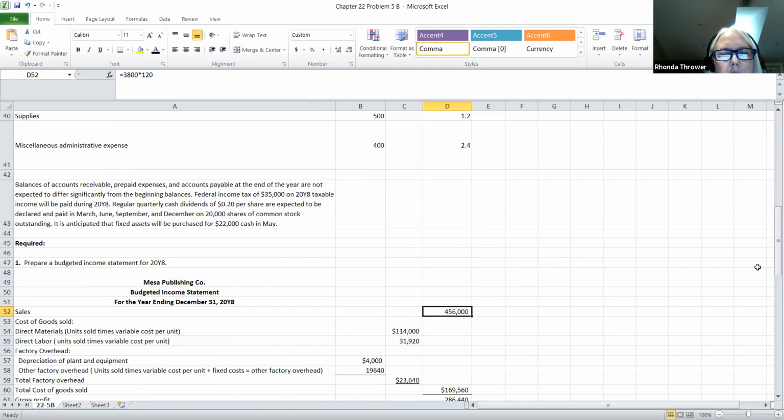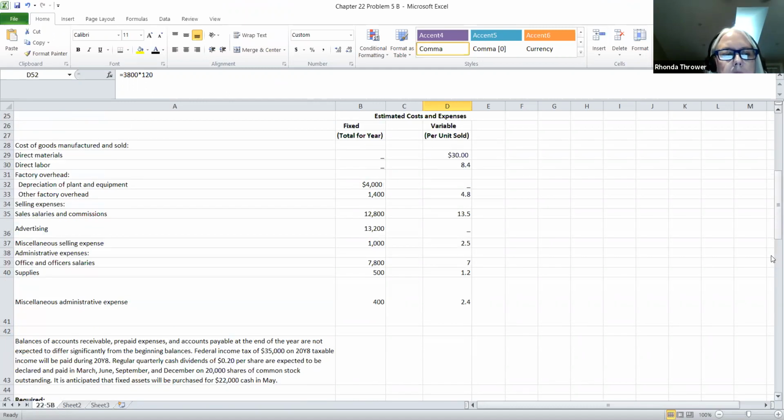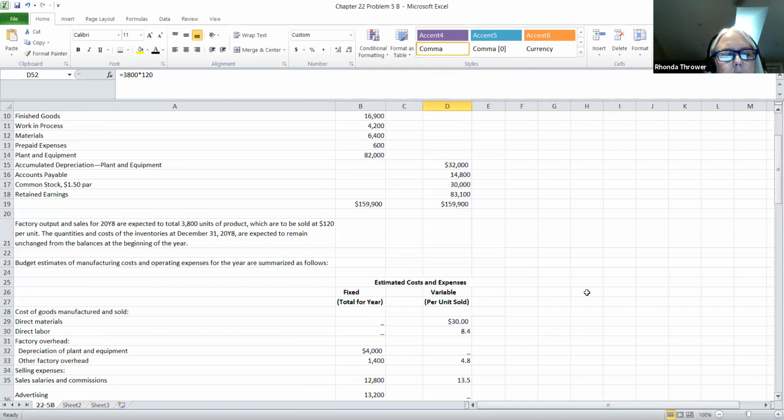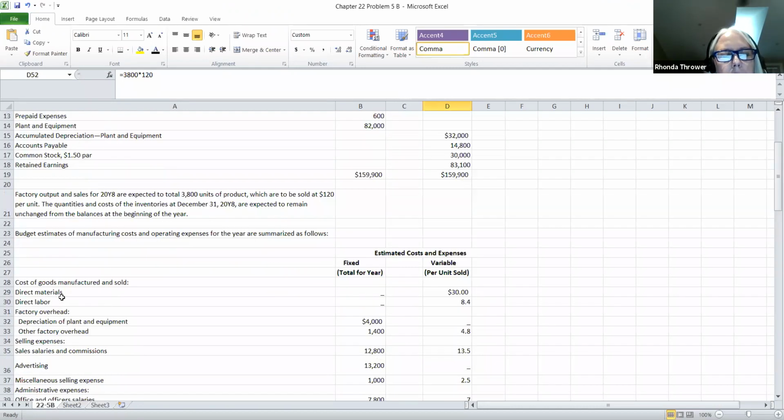Now, our cost of goods sold, if you look at your instructions here, is going to be made up of direct materials, direct labor, and factory overhead. And what we have to do is find the total amount of the cost of those as expected: direct materials that we're going to be using, direct labor, and the factory overhead. So we have this information about the materials, the labor, and the overhead.